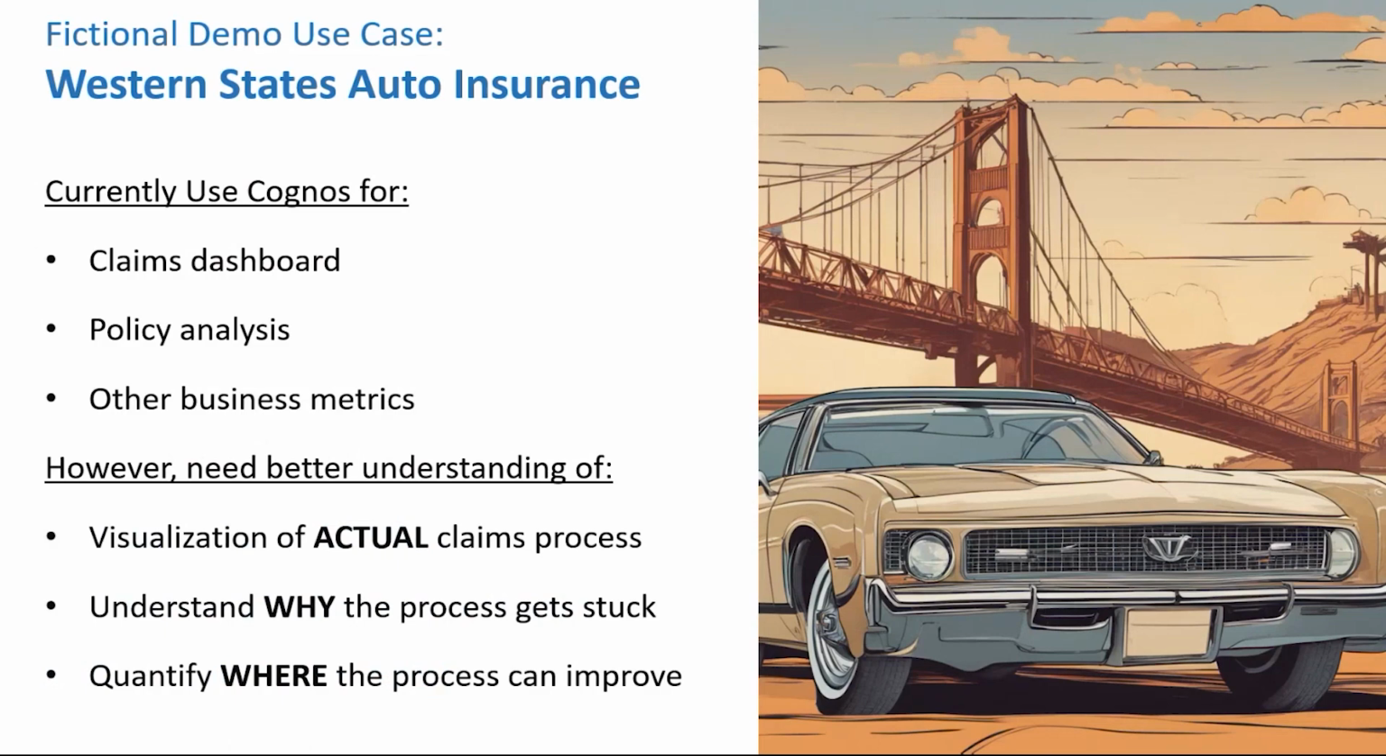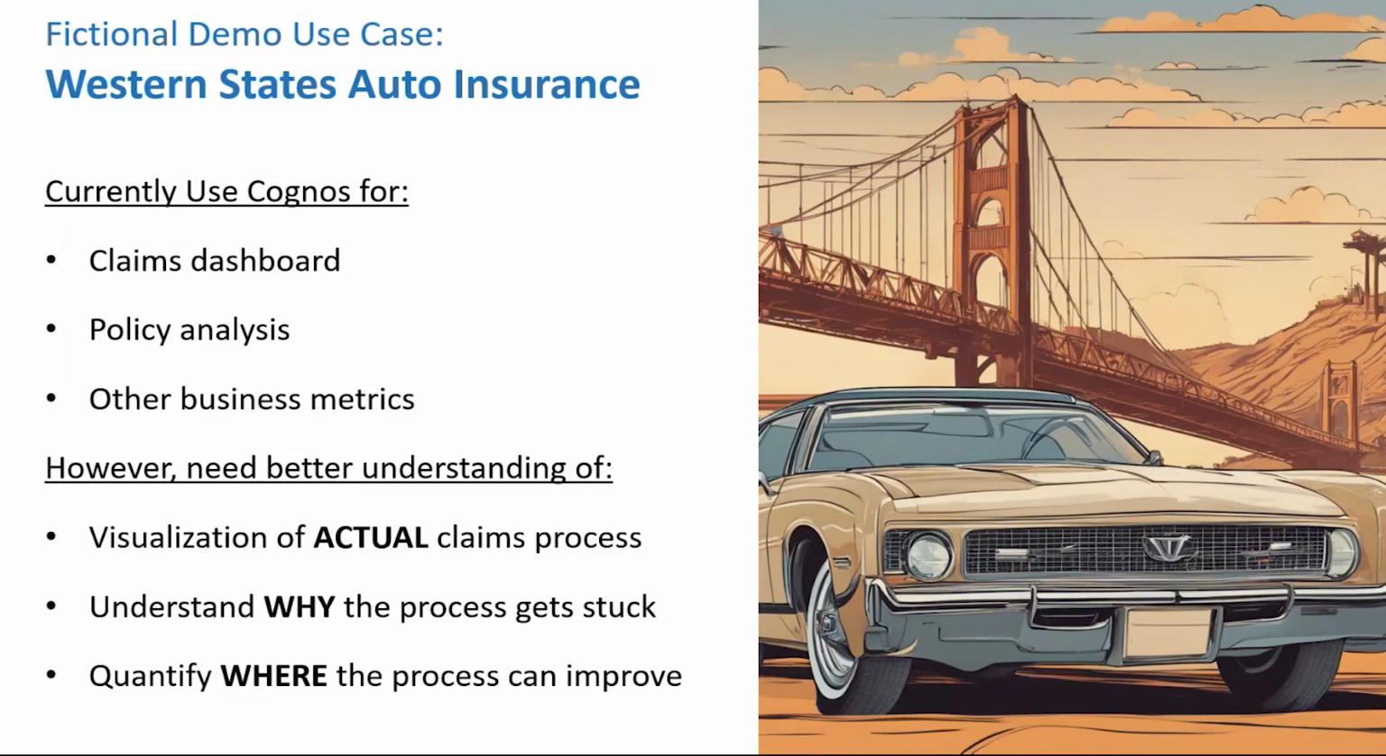Western states auto insurance. We're focused on 5 states on the West Coast of the US. Right now, this customer is using Cognos analytics to do things like having a claims dashboard, understanding where the claims are and looking at data points and pivot points around that. We're able to do policy analysis and customer complaints. There's other business metrics that we're looking at.